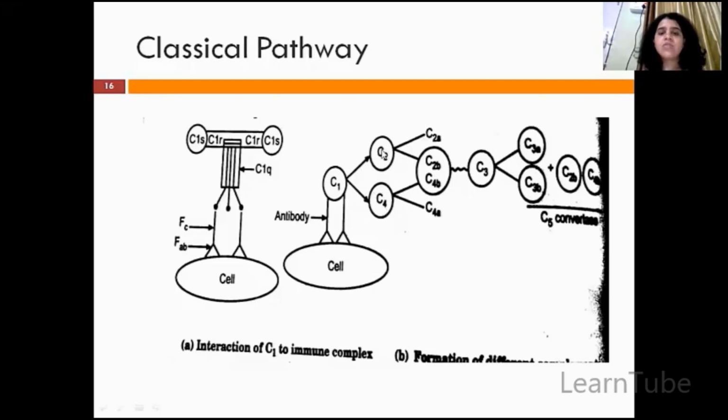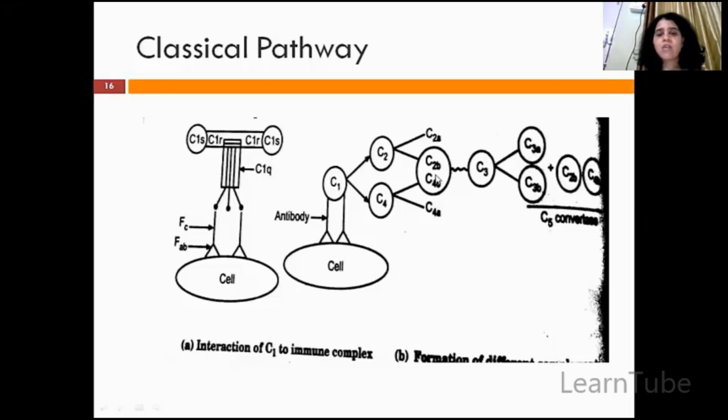Further, C2 will get activated into C2A and C2B, and C4 will get activated into C4B and C4A. Now this C2B and C4B is known as C3 pro-convertase. So this will activate the C3, and that's why it is called a convertase. It will activate the C3 subunit, and this C3 subunit will get converted into C3A and C3B.